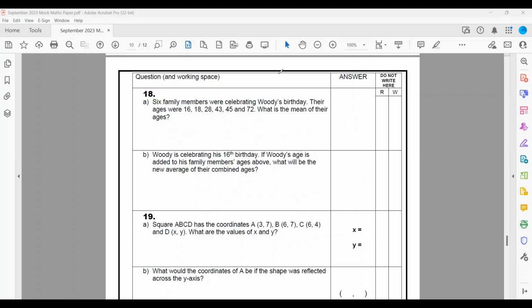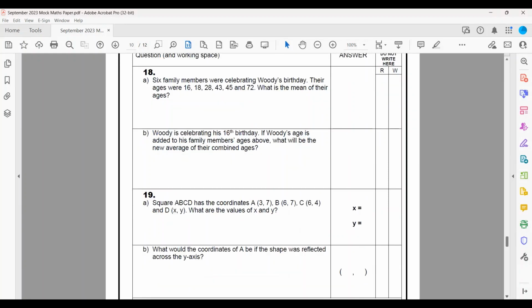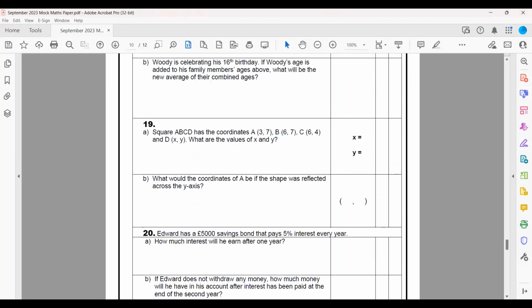Okay, coming down to question 19. This is about coordinates without a coordinates grid. So we've been told we have a square ABCD. Square ABCD has the coordinates A is (3, 7), B is (6, 7), C is (6, 4), and D is (x, y). And we've been asked to find the values of x and y.